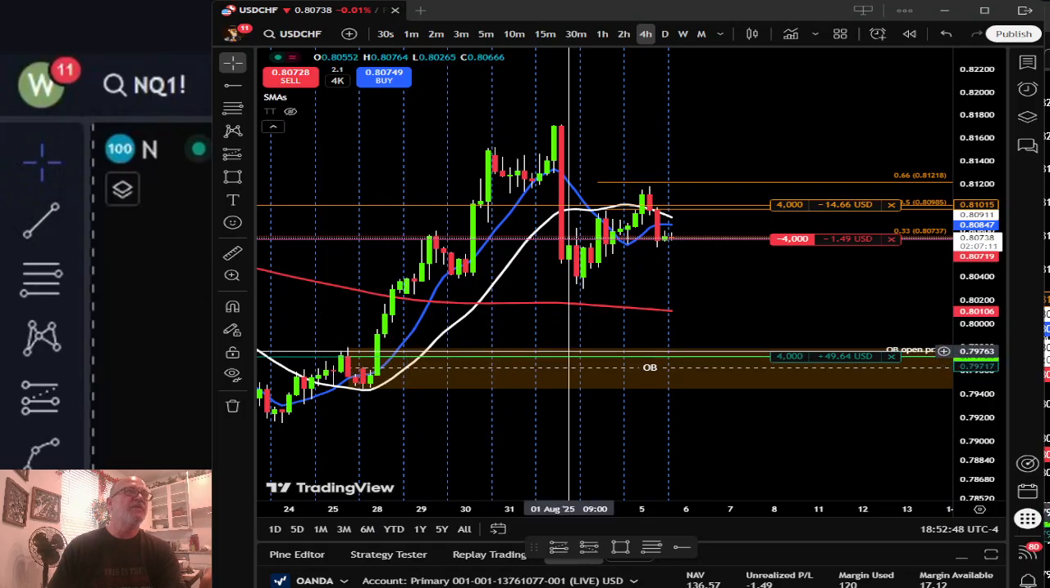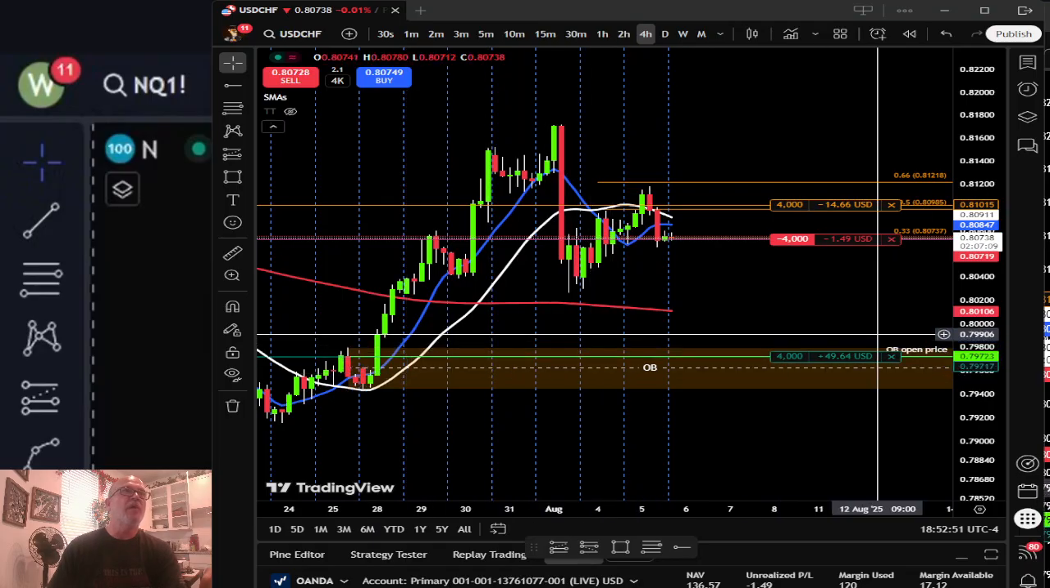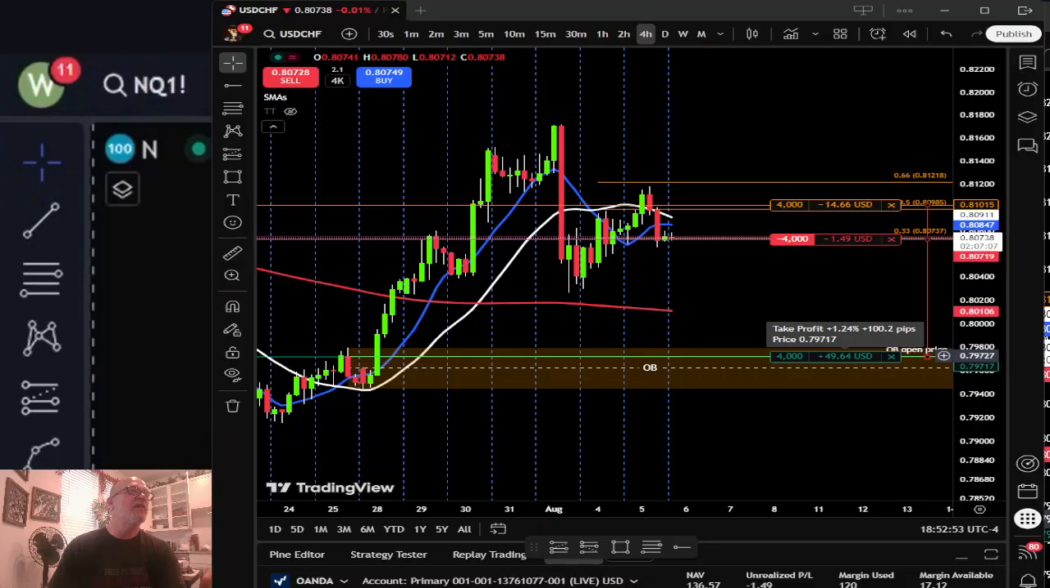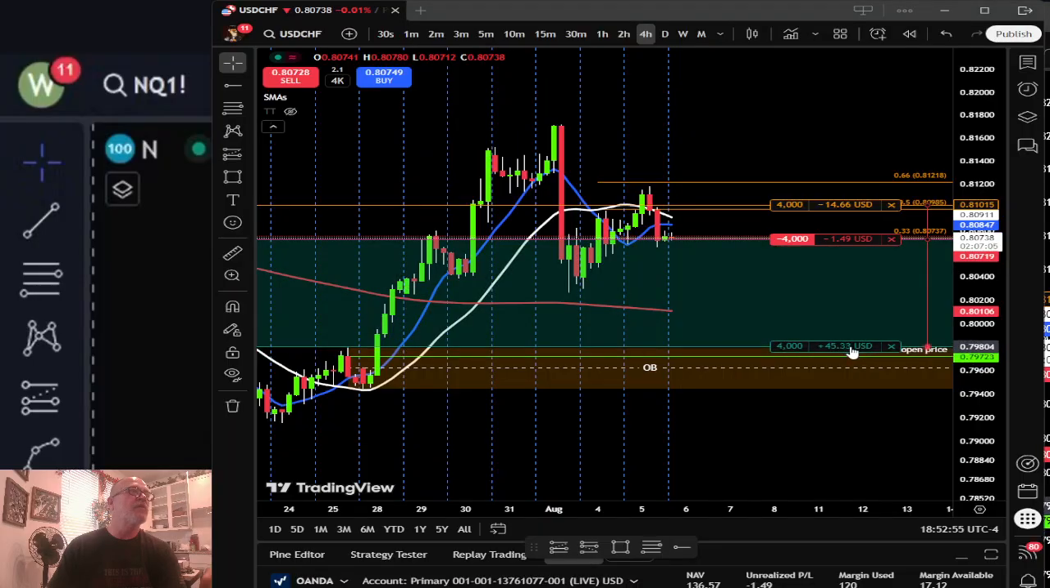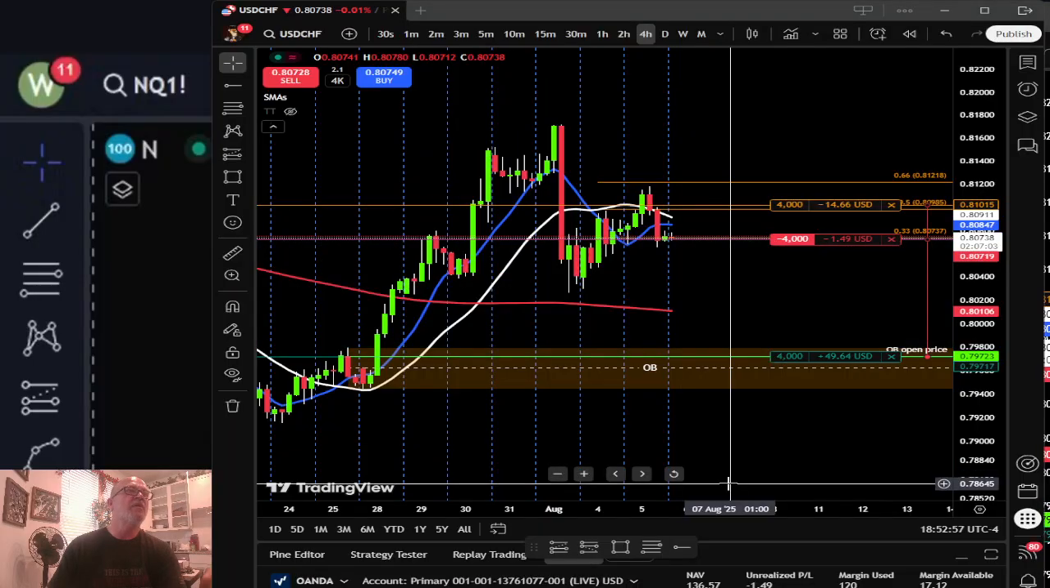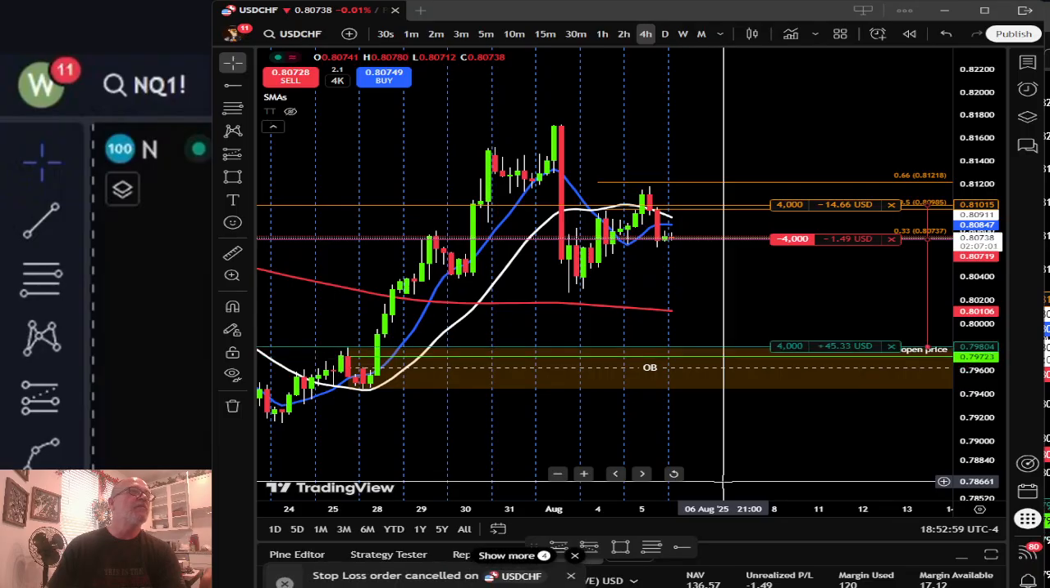My target is the opening price of the order block, so I may move that up. In fact, I think I will, to the top of the order block. That way I'm not going to cheat myself if it just taps the order block and then pulls back. Again, these are 4 hour trades, trades on a 4 hour chart. It's something that I like doing.